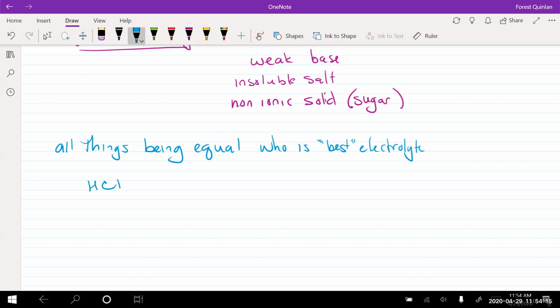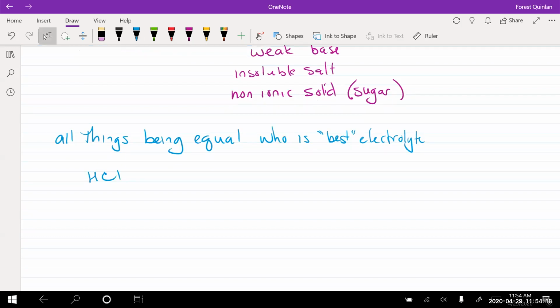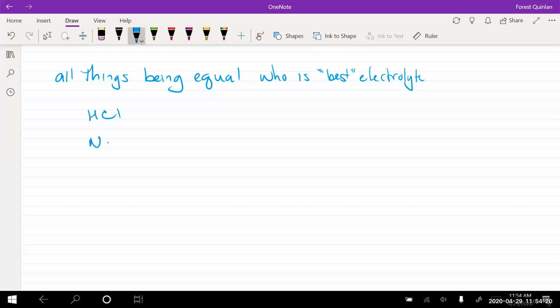I'm going to say I have HCl, NaCl, H2SO4, FeCl3 and CaBr2. Now, every one of these is soluble. So which one of these do you think is the best? I'm going to go with H2SO4. Okay, so April says H2SO4.